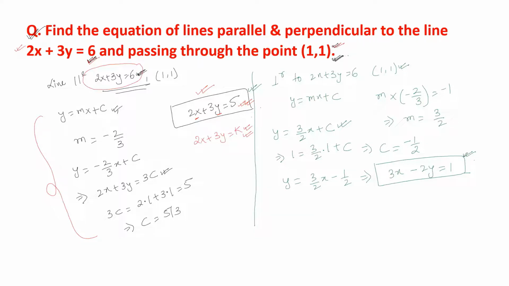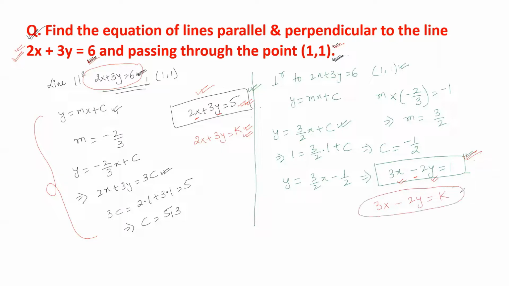In a similar way, when we have to find the equation of a line which is perpendicular to a given line, we can interchange the x and y coefficients and reverse the sign. Since the sign here is plus, we will use a minus sign here, but if it had been a minus sign here, we would have used a plus sign here. So the equation of a line perpendicular to 2x plus 3y equal to 6 can be taken of the form 3x minus 2y equal to some constant.